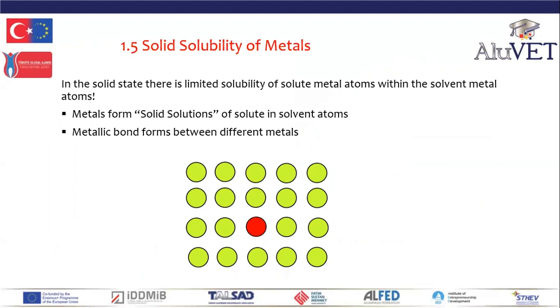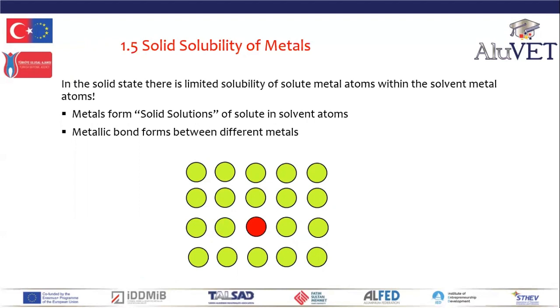In the previous module, we very, very briefly mentioned solid solubility. In a solid state, there is limited solubility of solute atoms within the solvent metals. Remember, aluminium is the principal, the main metal that we are concerned with. That is the solvent metal. Alloying elements that we will add to the aluminium will be called the solute metals. And solute metals have only limited solubility within the aluminium.